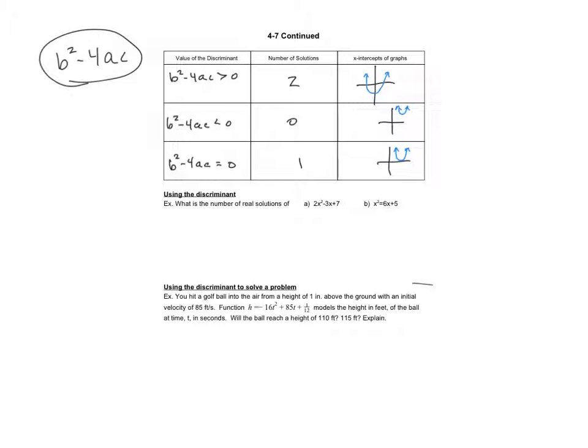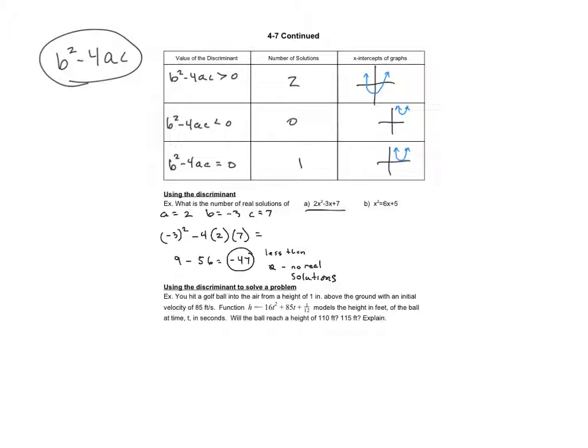So if we go here and look at some of our examples, what is the number of real solutions in A? I have 2x squared minus 3x plus 7. A is 2, B is negative 3, C is 7. So I populate my discriminant, and it turns out that I have negative 47, which is less than 0, so we have no real solutions. There you go, no real solutions.